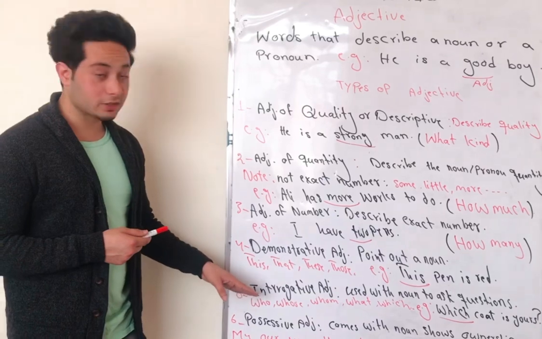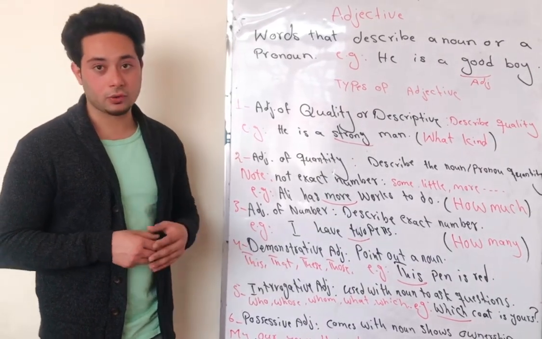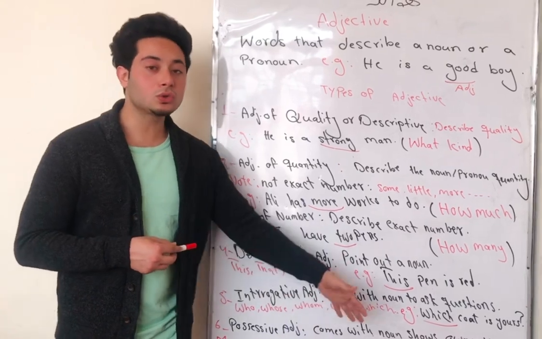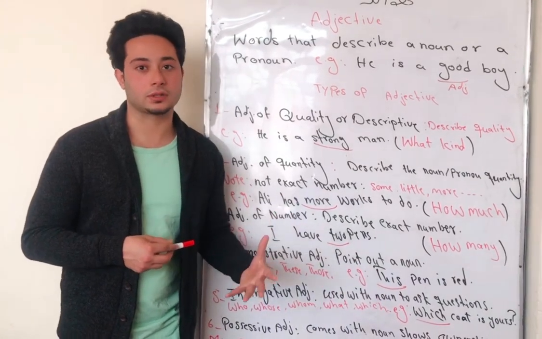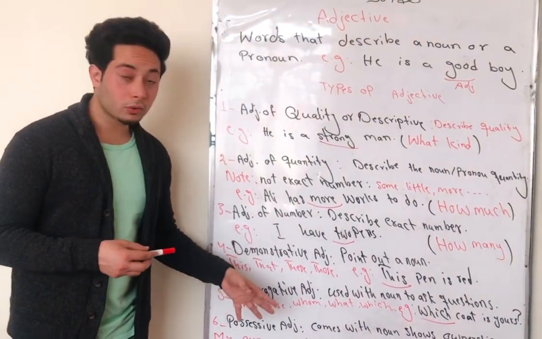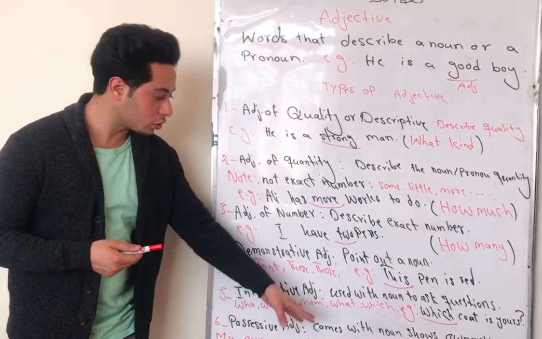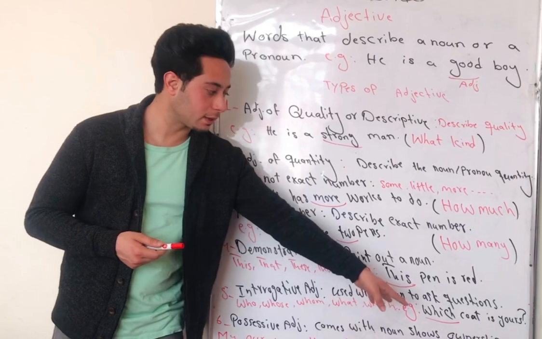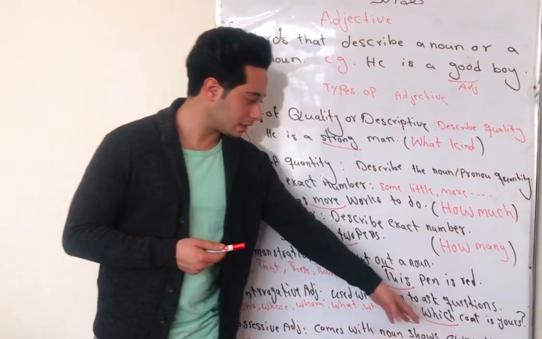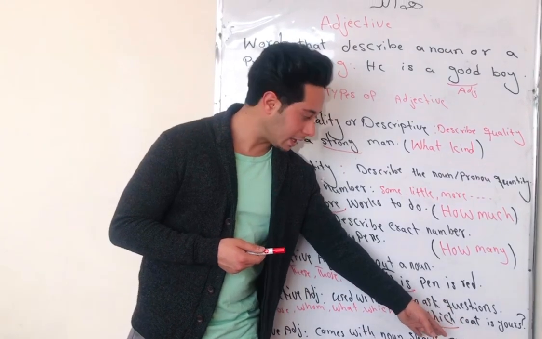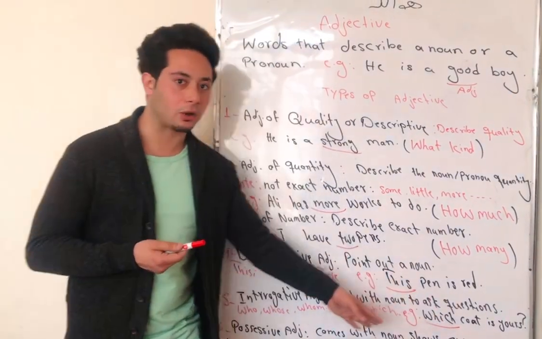The fifth type of adjective is called interrogative adjective. What are interrogative adjectives? Interrogative adjectives are those adjectives that are used with a noun to ask a question. Today we are going to name 5 interrogative adjectives, which are who, whom, whose, which, and also what. For example, which coat is yours? In this sentence, which is an interrogative adjective because it precedes the noun and asks a question about the noun.